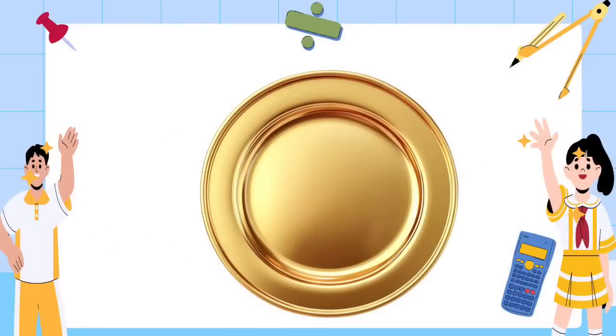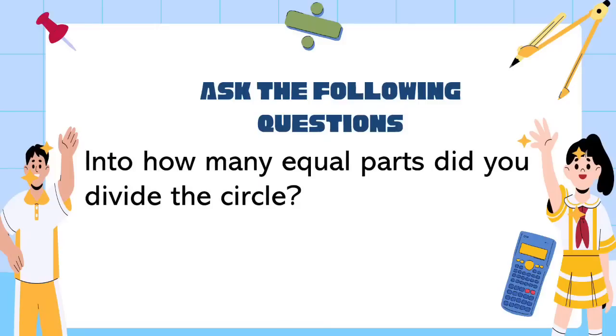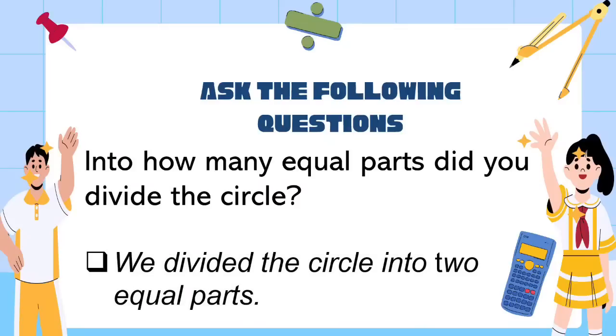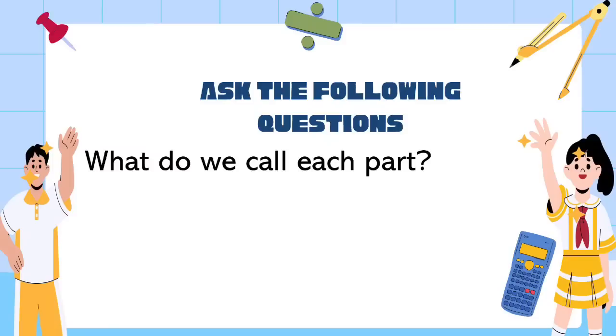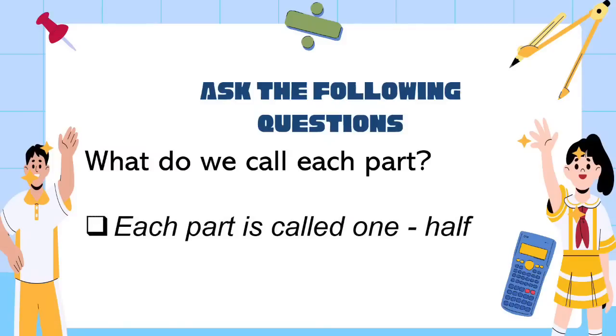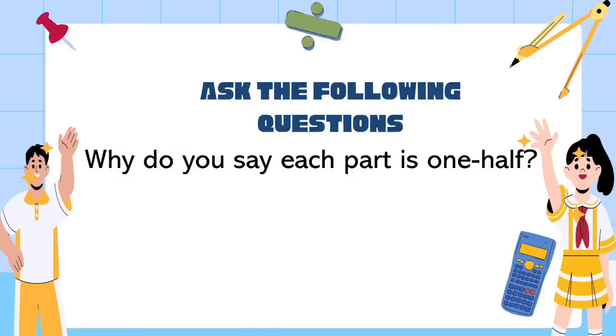Students, what shape is this? That's right. It is a circle. How do you know it is a circle? Because it is round and has no sides and corners. Into how many equal parts did you divide the circle? Now, what do we call each part? Why do you say each part is one half?